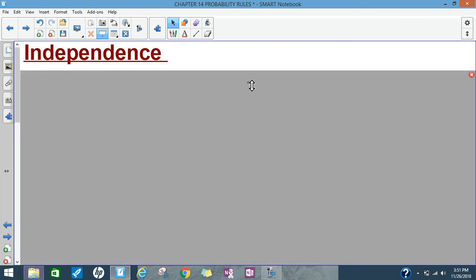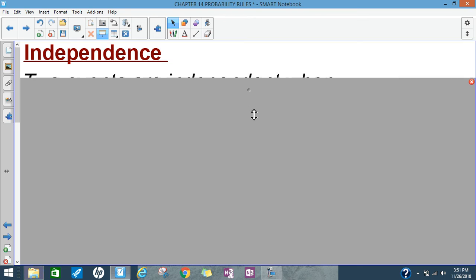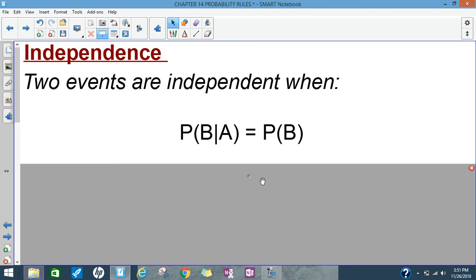The last thing we're going to talk about today, and we're going to practice a lot of this and ask lots of questions in class, is independence. Two events are independent when the probability of an event happening is equal to the probability of that event happening given another event has happened. If the probability of B happening is equal to the probability of B happening given that event A already happened, that means A had no influence on B, and those two things are independent.